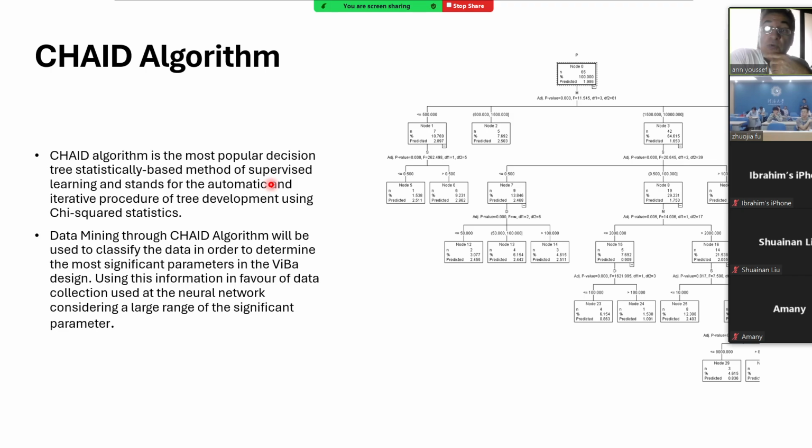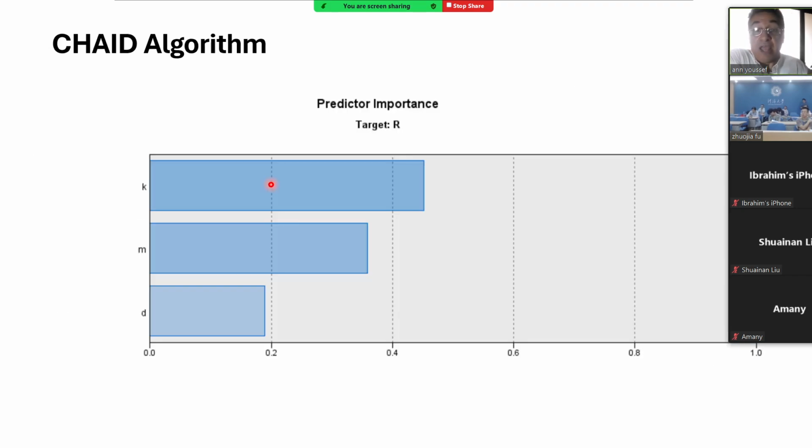Then we decided to use the Shapley analysis. This analysis tells you which variable is more important in the design, whether it is the mass of the VIBA, the spring stiffness, or the distance between the VIBA and the pyramid itself. And we found that the spring stiffness is the most influential factor in the design.